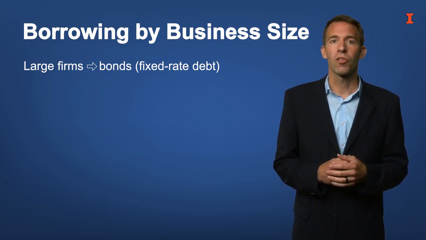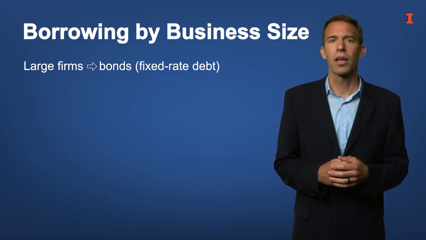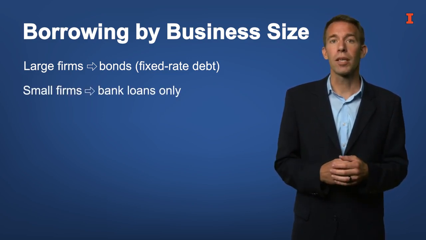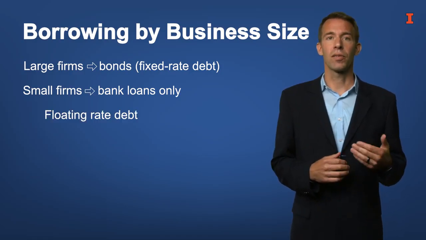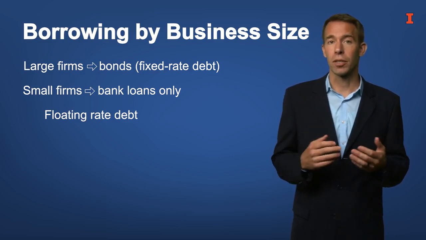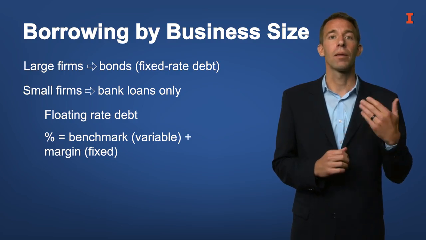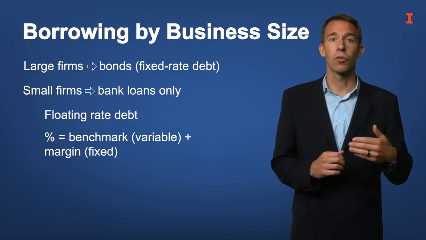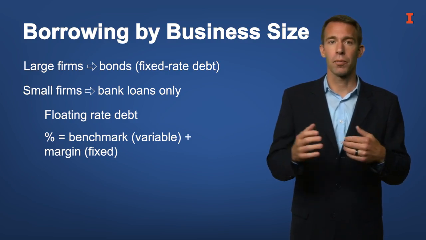Almost all firms take out some form of debt. The largest corporations have access to the bond market, which is fixed-rate debt. Smaller firms typically only have access to bank loans. These business loans often have a floating or variable interest rate. This means the loan interest rate is equal to some floating benchmark plus some fixed markup.